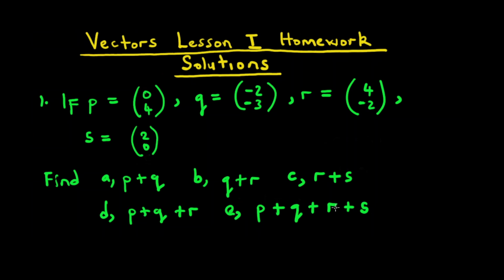Saka ma-vectors edu p, q, r na s are represented as column vectors. And takadzidza kuti when we are adding vectors tinoshandisa matrix addition kana kuti correspondence. Saka let us work through part A.